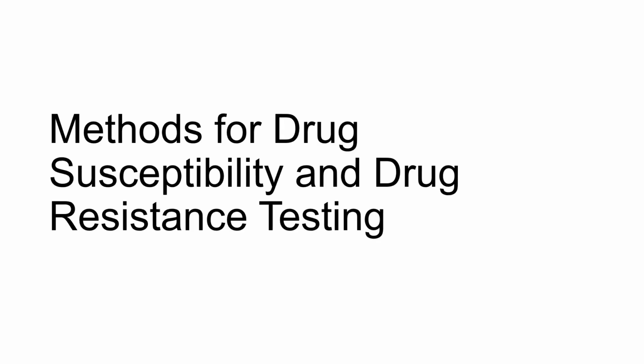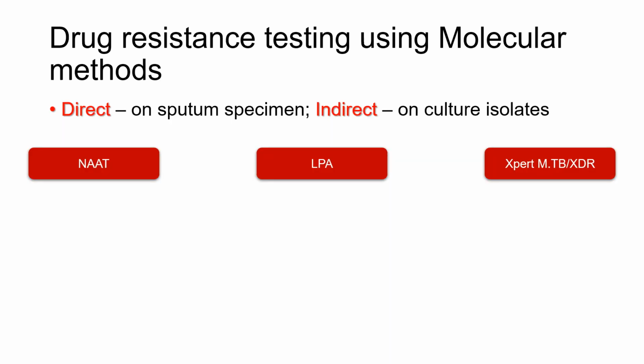So what are the methods of drug susceptibility and drug resistant testing? Methods of drug susceptibility and drug resistant testing can be direct, which is performed on a sputum specimen, or indirect, which is performed on a culture isolate.